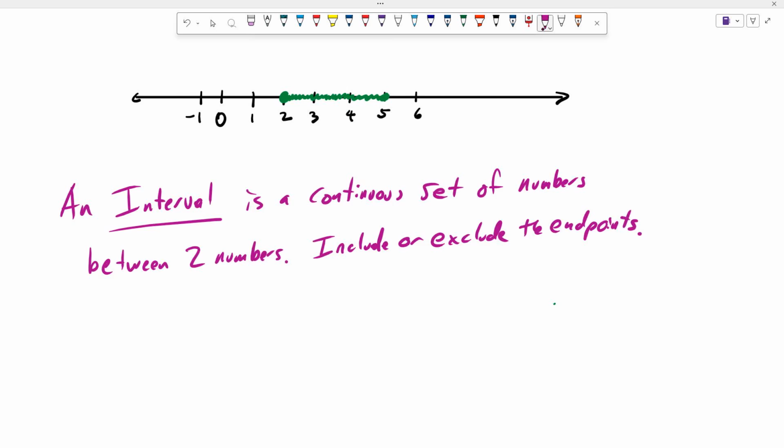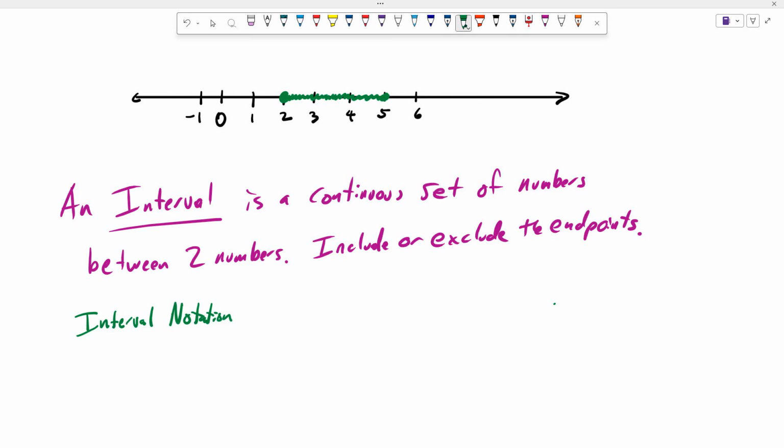Okay, so an interval is a continuous set of numbers between two numbers, known as the endpoints. You can include them or exclude them and it's still an interval of numbers. Anytime you have an interval, we can use what's called interval notation to write down the set.